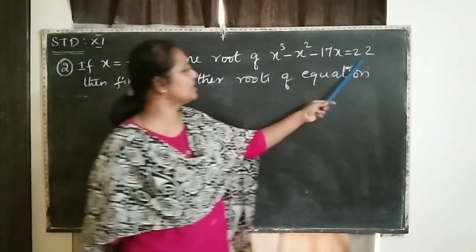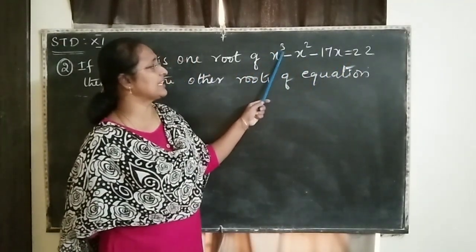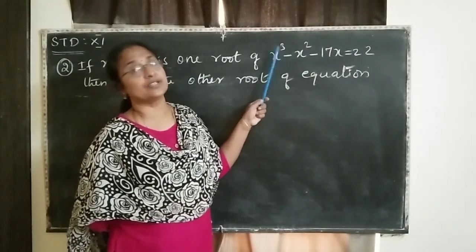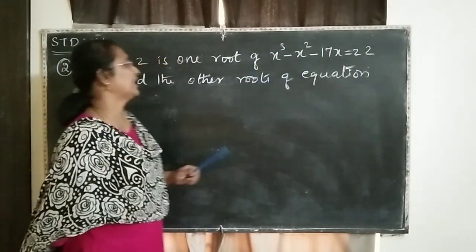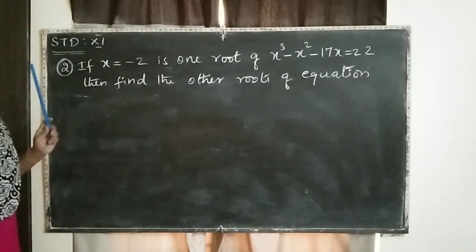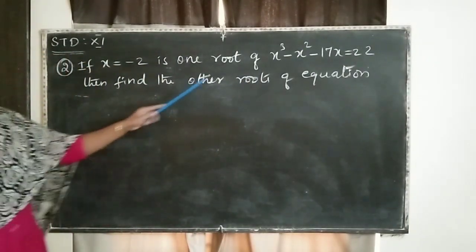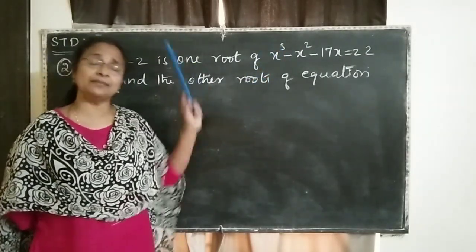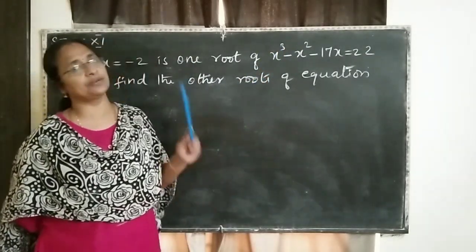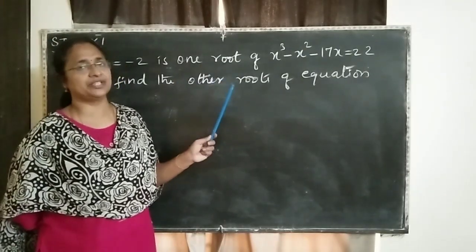Now look into the highest power of this expression. It is 3, isn't it? So it is called a cubic polynomial function. Okay, now let's see. We already know that the highest power tells us that many zeros or roots of the given expression, isn't it?